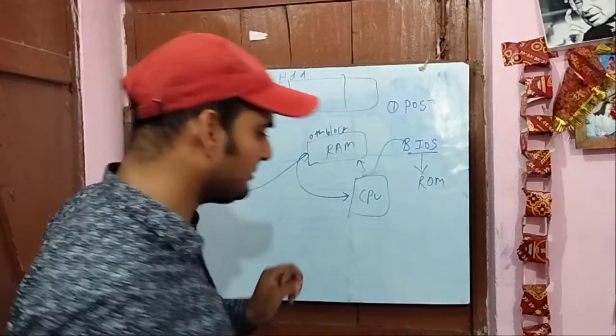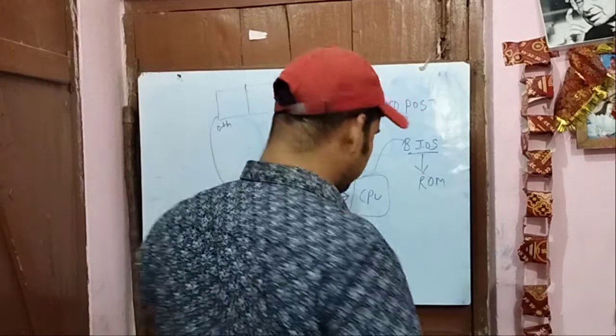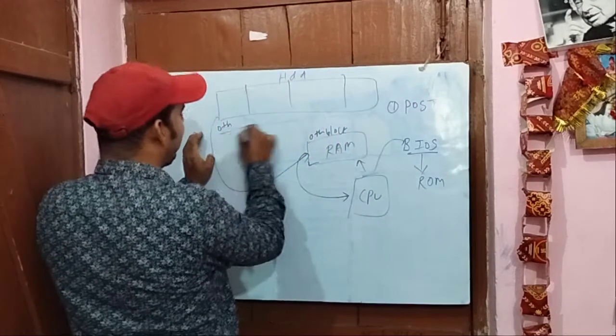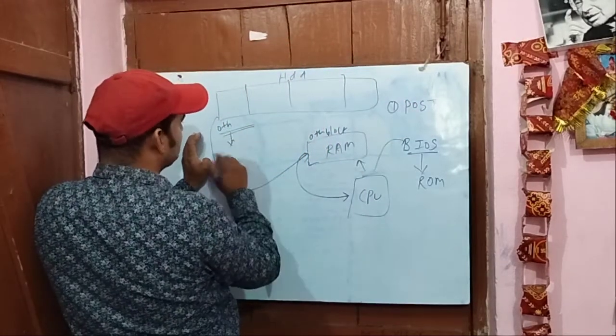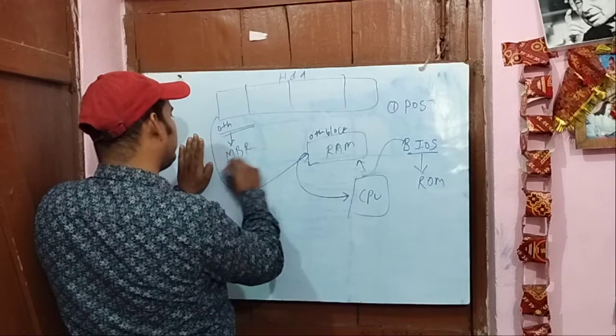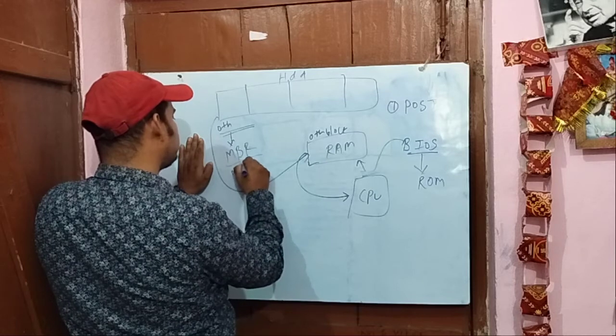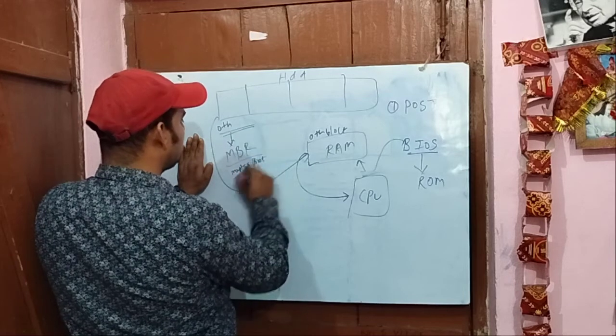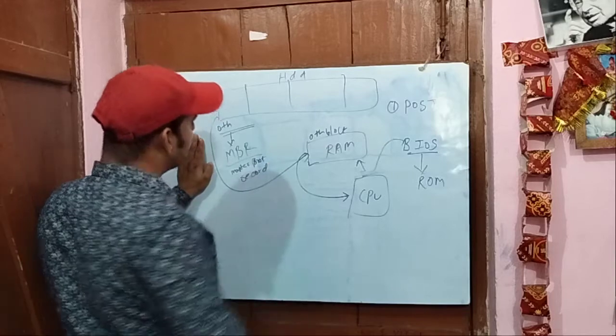So we will discuss the zeroth block of the hard disk. This zeroth block of the hard disk is called MBR. So MBR means what? Master Boot Record. So what is all about this MBR?